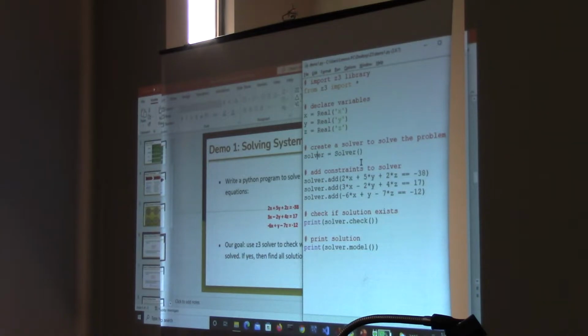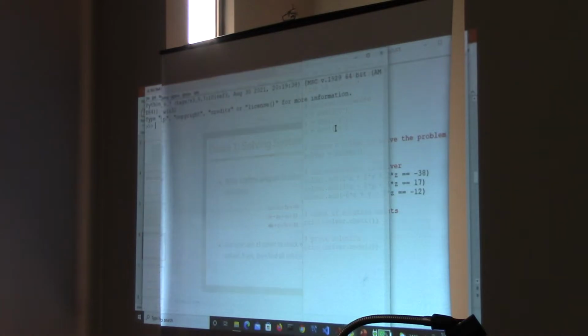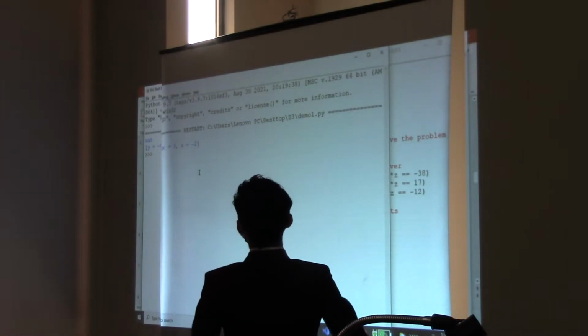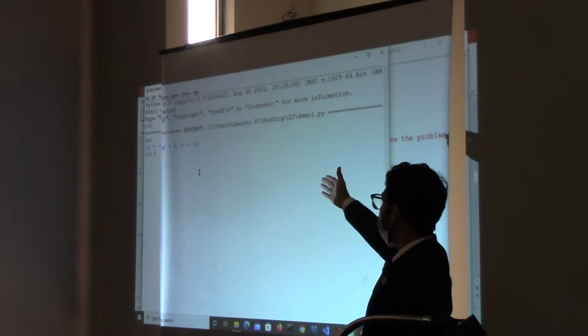Now let's run it in Python. So I'll just run it. And it took, like, what? Not even a second, right? Within a very few seconds, we have the answer.